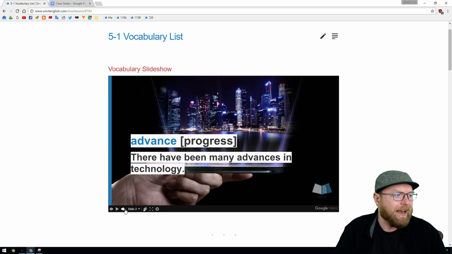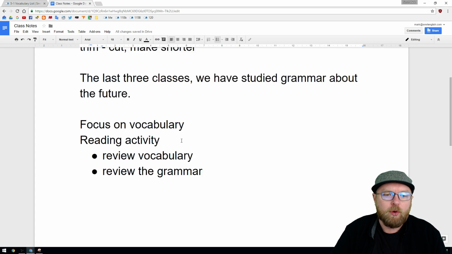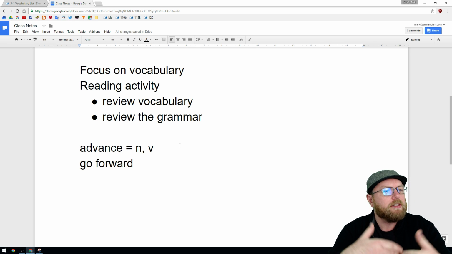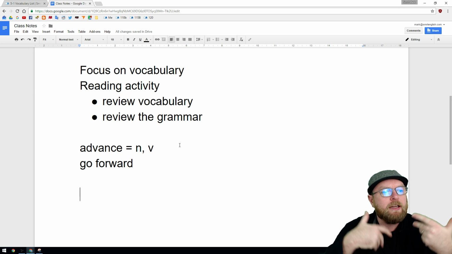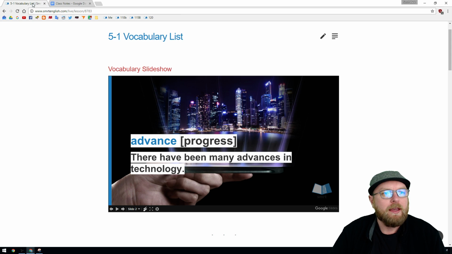So let's go. Advance. Advance sometimes is a noun, sometimes it's a verb. Advance means to go forward. Sometimes this means moving, but sometimes it's talking about time. And sometimes it means to go forward, to become better. So that's the meaning. For example, there have been many advances in technology. It's a countable noun, okay? There have been many advances in technology.